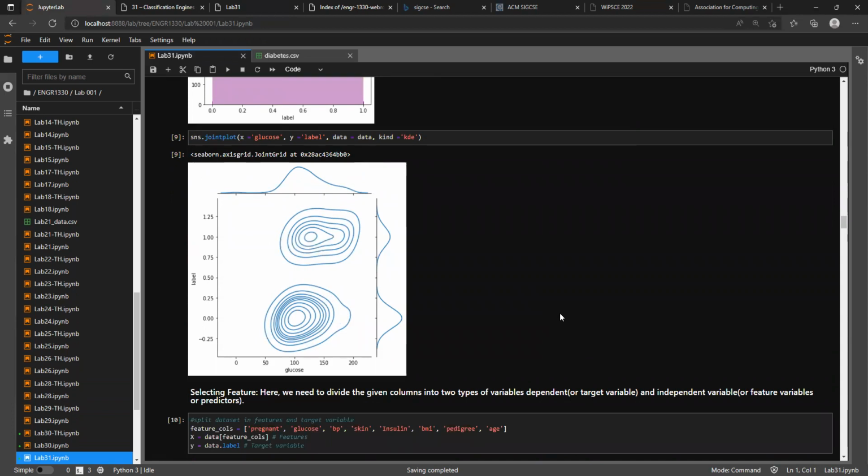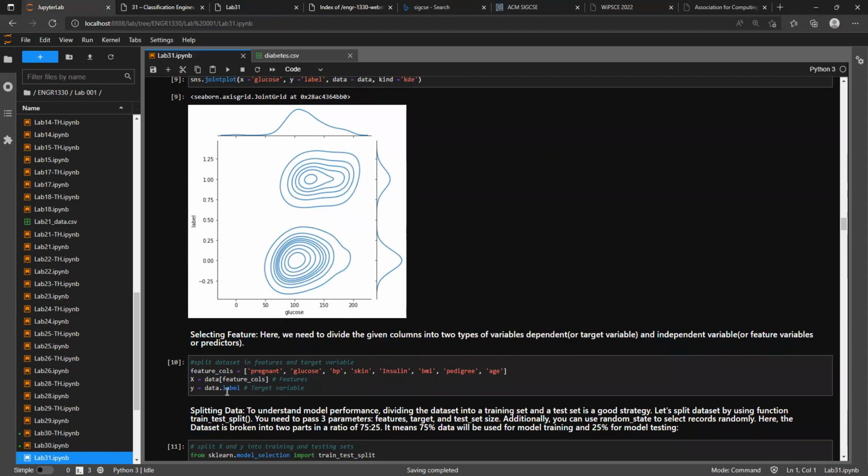Okay, so here we need to divide the given columns into 2 types of variables. We've got the target variable and the feature variables. So the predictors, the things that we can use to predict it, and then the actual thing we want to know. So label is the target variable. Everything else are the features.